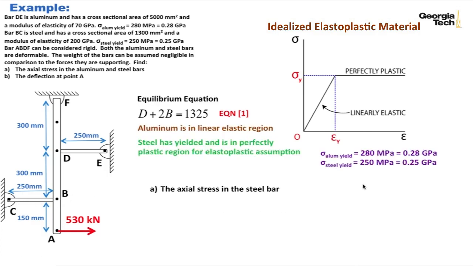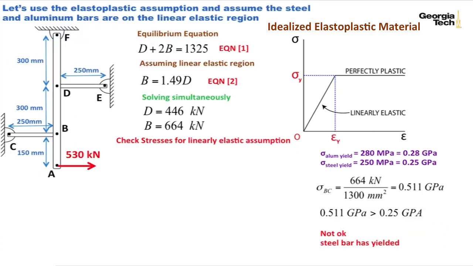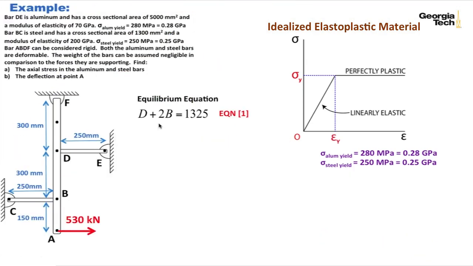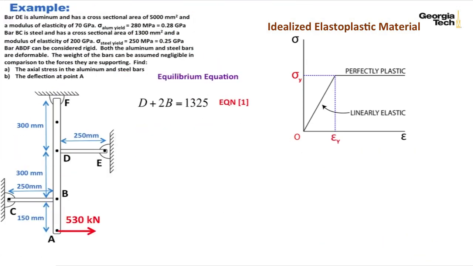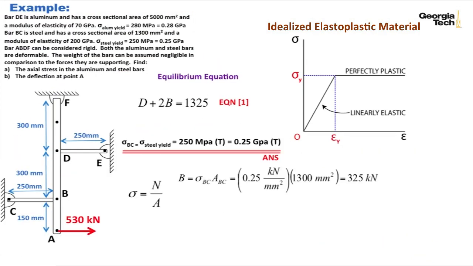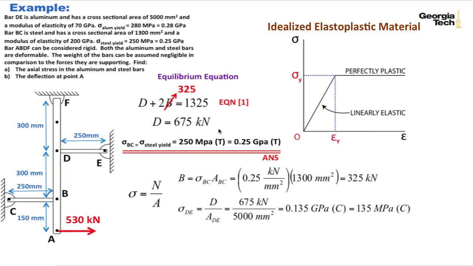When we had the linear assumption back here, we said it would hold 664 kilonewtons, but it couldn't hold that much. And so it's 325 kilonewtons. I can put that into my equilibrium equation and see now that D, the force that's got to be held by the aluminum now, is more. It's going to have to be 675 kilonewtons.